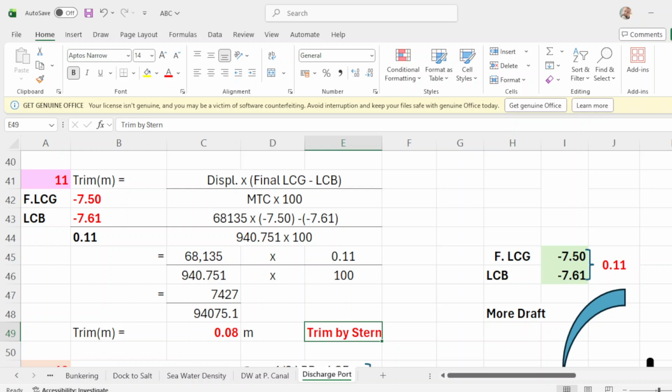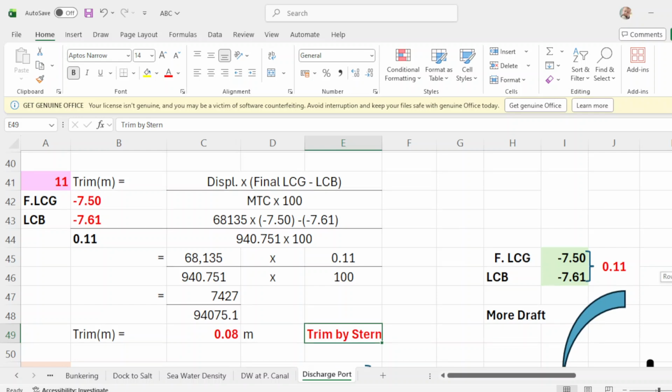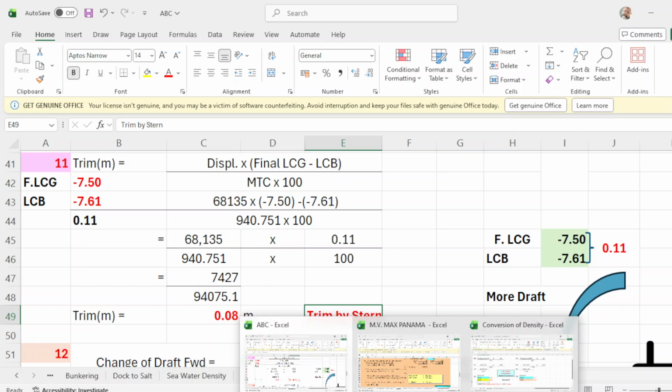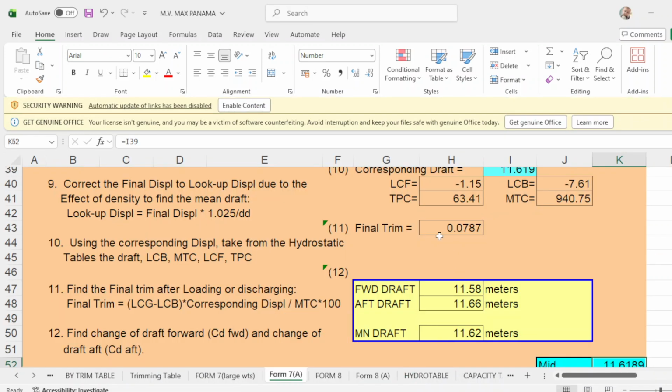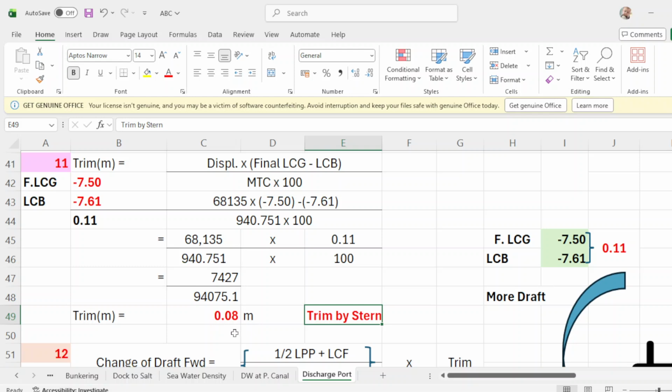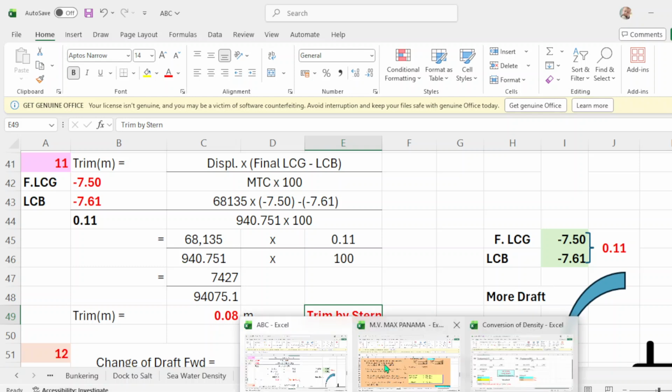So you're trimmed by the stern. Then number 11, okay? What is the trim here? Trim is 0.78. If you round this up, that will be 0.8. And your trim here is 0.8. Okay, so we go to number 12.